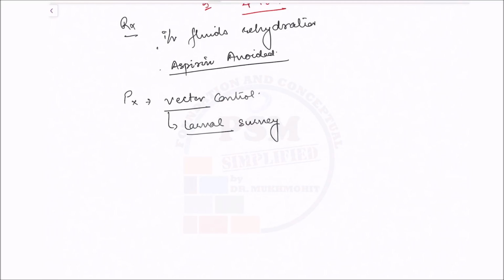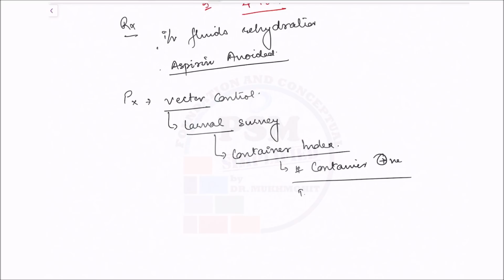In larval surveys, we are going to check for the amount of larvae which are predominant in an area. So we might end up finding something known as container index. Container index is the number of containers which are positive for the Aedes larva divided by the total containers which are checked.